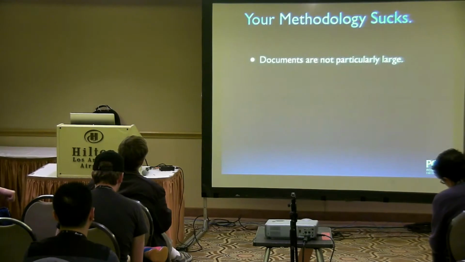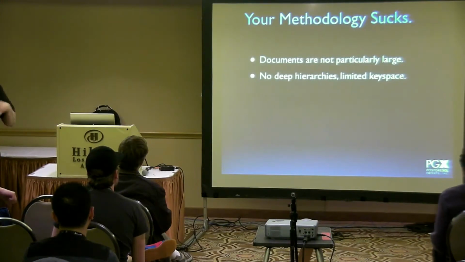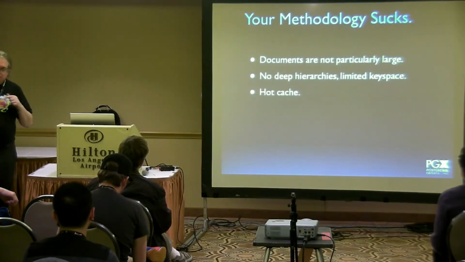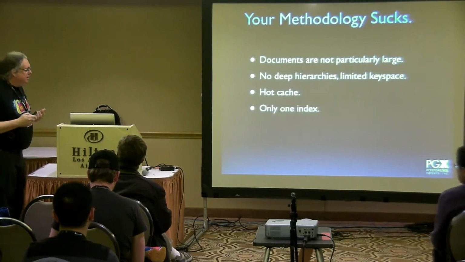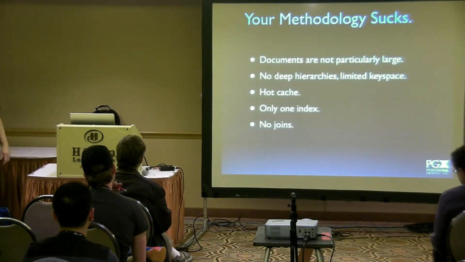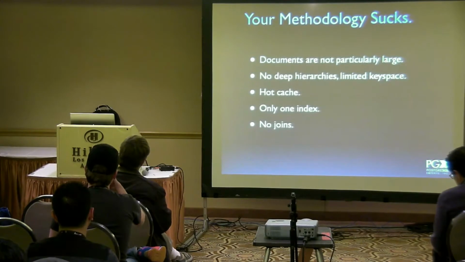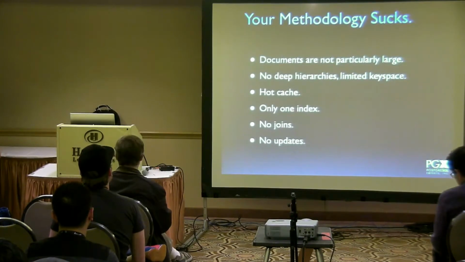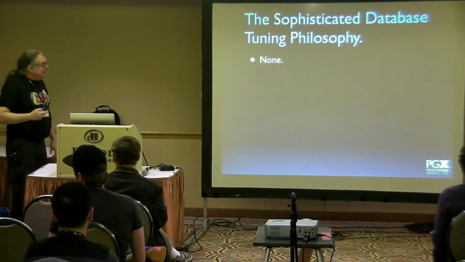So my methodology sucks, and I'll tell you why. The documents aren't particularly large, there are no deep hierarchies, and the key space is kind of limited. I ran everything repeatedly to keep the cache hot, because guaranteeing a cold cache is kind of a fool's errand. There's only one index, and there are no joins. I think these are representative results anyway, but I like to anticipate all the various criticisms I could. Oh, and I didn't do any updating. It was read the thing, do the queries. So in short, you can build a workload that shows something completely different than this one. I guarantee you.